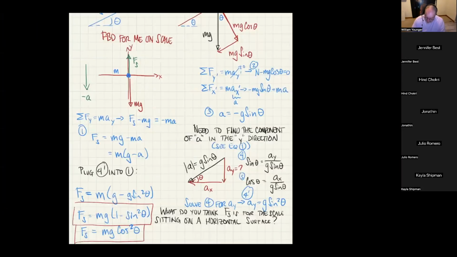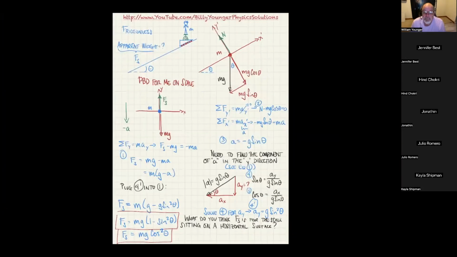Anybody? What does a scale normally read? Would it just be 0? Or, 0 is what would happen if the object was in free fall. So okay, if I shifted that angle from theta to 90 degrees, then I would expect the object to be in free fall.